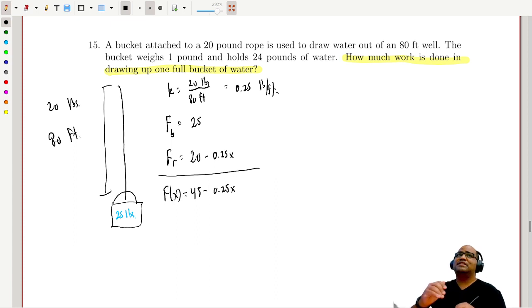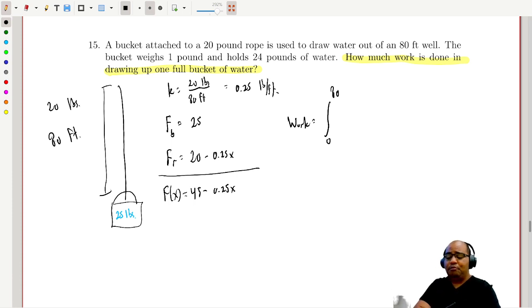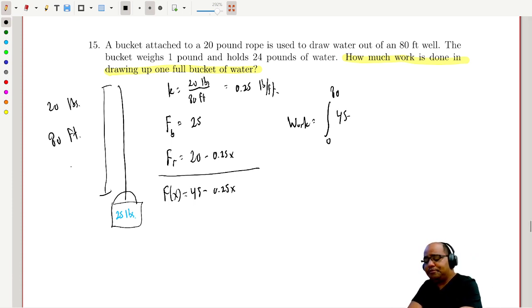And I want to lift this entire thing out of there, so we're going to integrate from 0 to 80. So the energy required to work in our system, that's an integral from 0 to 80, 80 feet of rope. Integrate our force function here. And once again, it's just a power rule. So we have 45x there. 0.25 is a fourth, so we have that divided by 2 for a power rule. We get an eighth x squared. Evaluate this on our boundary. And we get 2,800 foot-pounds when you do the evaluation.